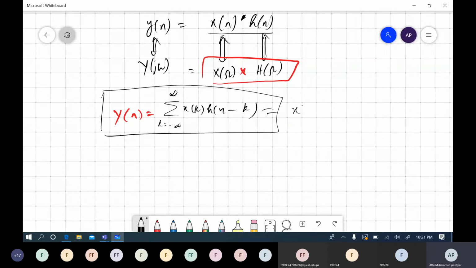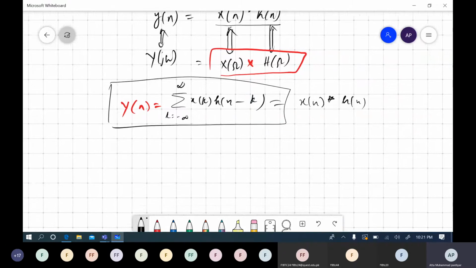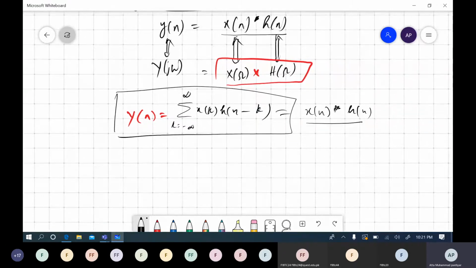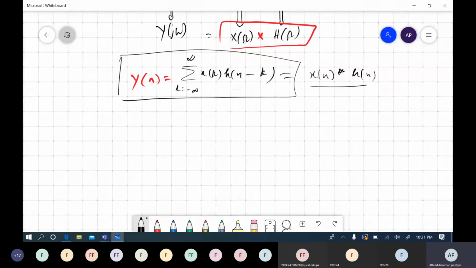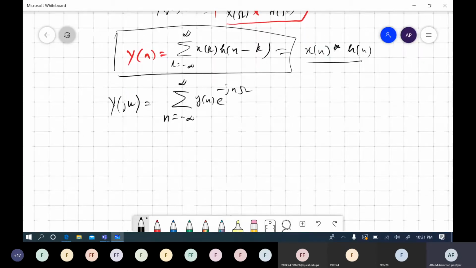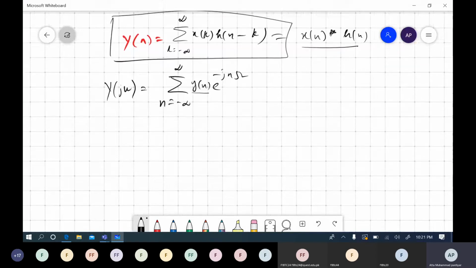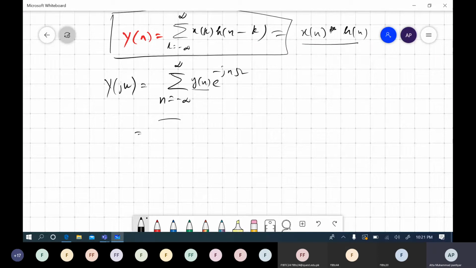That must be equal to x of n convolution with h of n. So we can write it either in this way or in summation form. For example, if we wish to compute Y of j omega, then that must be equal to the summation over n from minus infinity to infinity of y of n e to the power minus j n omega, right? And now we know that y of n is equal to this summation, so we can rewrite this equation.